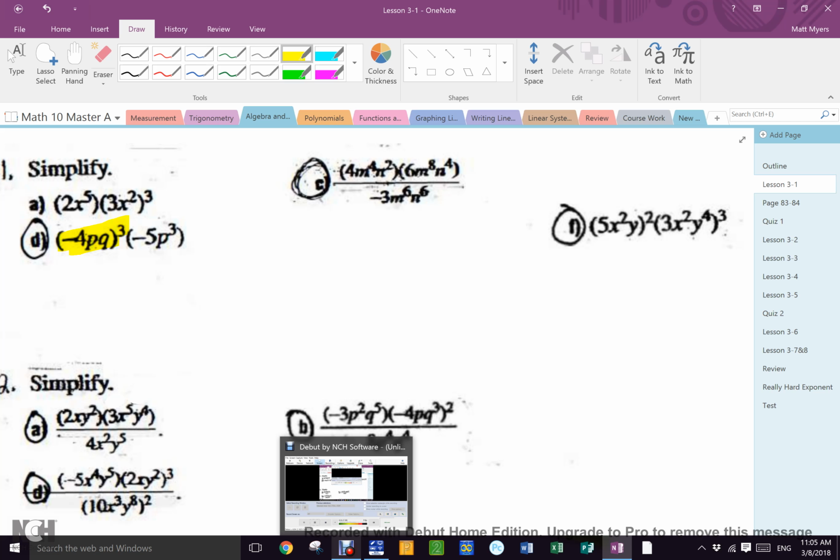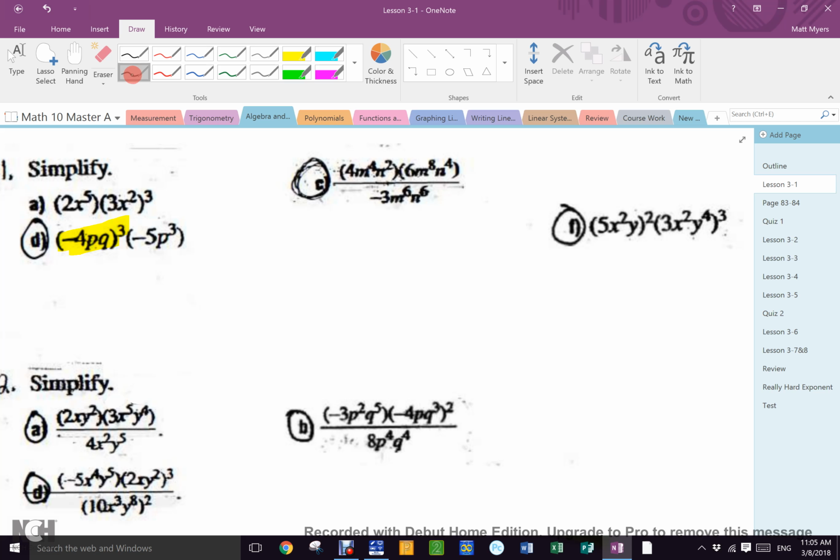So, where does that 3 go in 11D? It goes to everything, yes? So I'm going to have negative 4 cubed, p cubed, q cubed, correct? Now, we don't like negative 4 cubed, do we? So what do we do with that? Because we can evaluate that, can't we? We go to our calculator, and what do we find out this equals? What is negative 4 times negative 4 times negative 4?